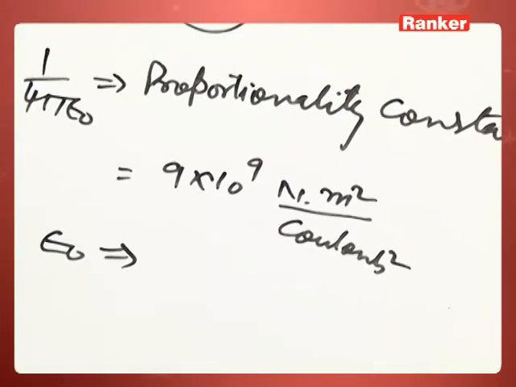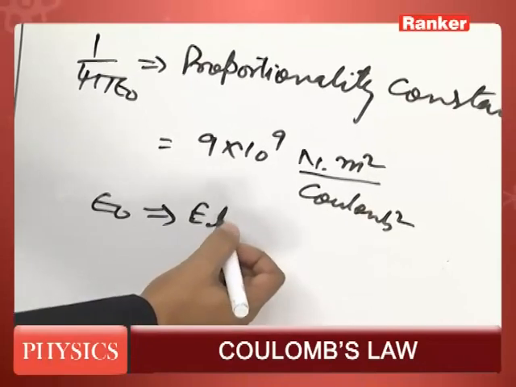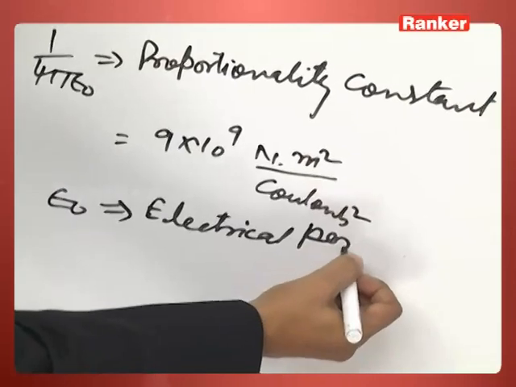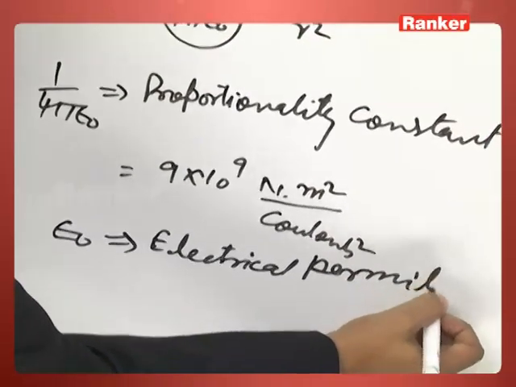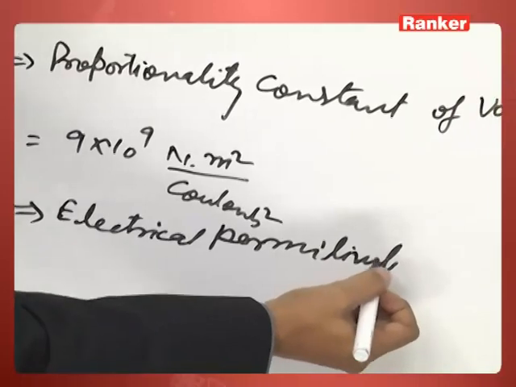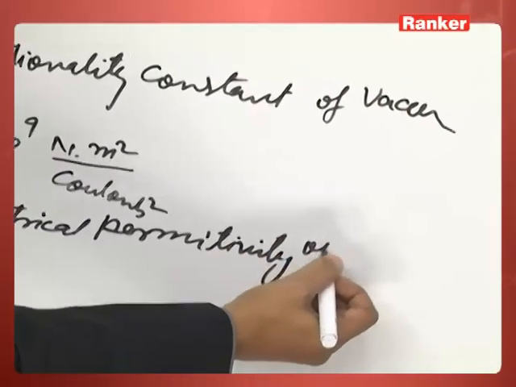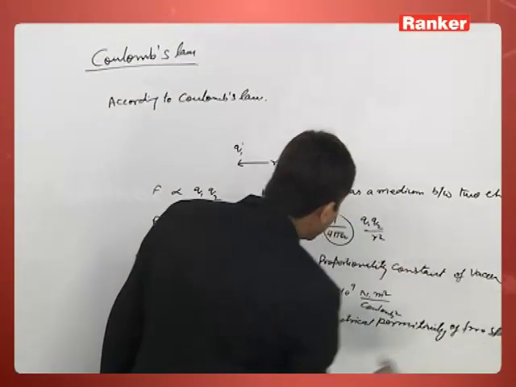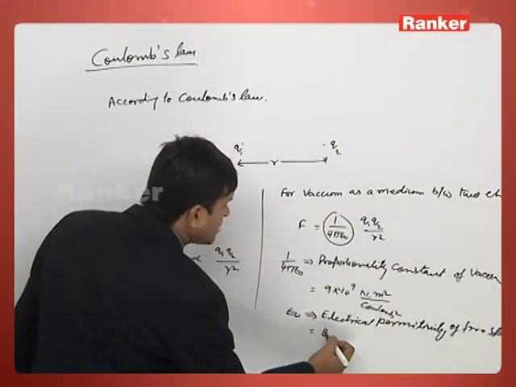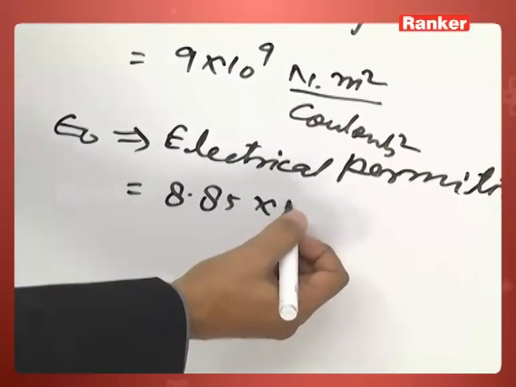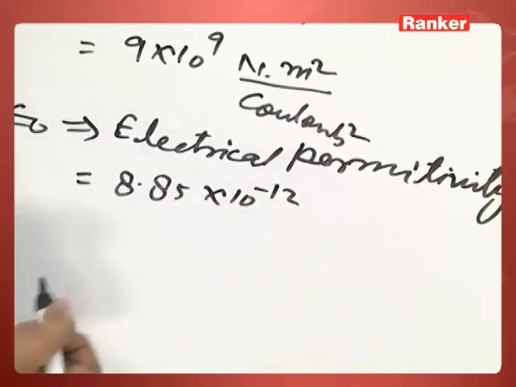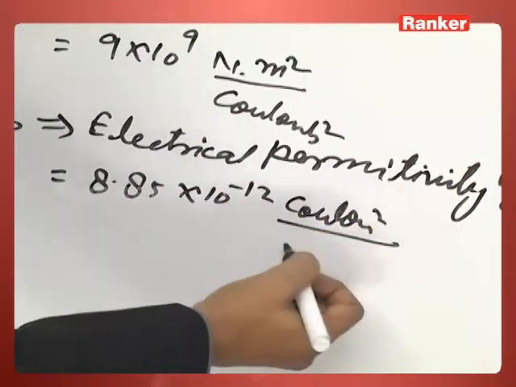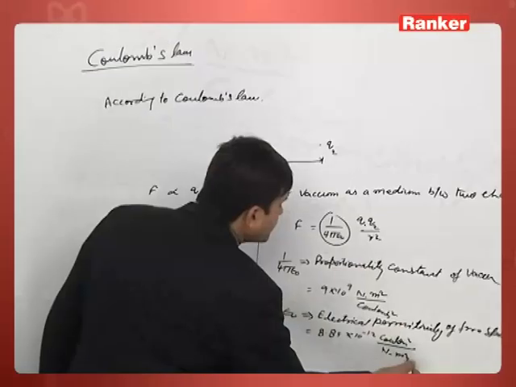Epsilon naught is called the electrical permittivity of free space, and its value is 8.85 into 10 power minus 12 Coulomb square by Newton meter square.